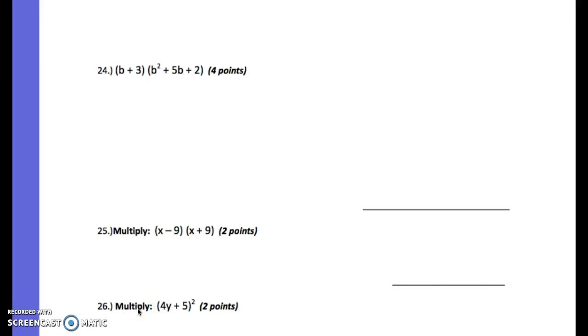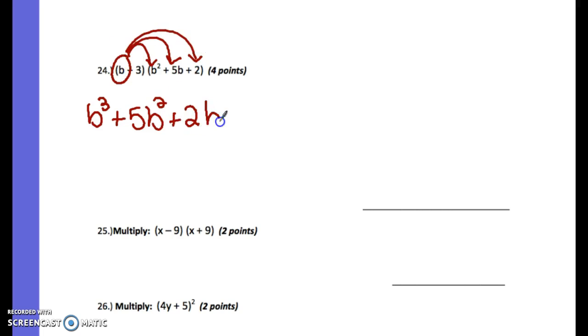Okay, now we are on the last page, and we have a binomial because it has two terms times a trinomial. So we're going to go ahead and start by distributing b through. So b times b squared is b cubed. B times 5b is plus 5b squared. And b times positive 2 is plus 2b.